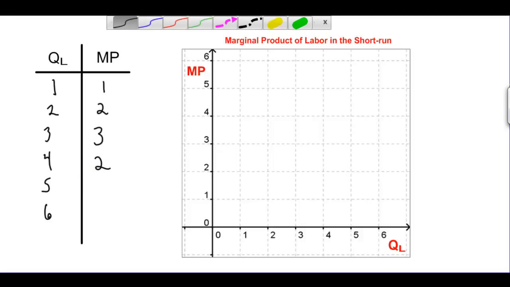Upon hiring the 5th worker, total output went up to 9 trucks, meaning the marginal product of the 5th worker was 1 truck, and upon hiring the 6th worker, total output declined back to 8 trucks, meaning the marginal product was actually negative.